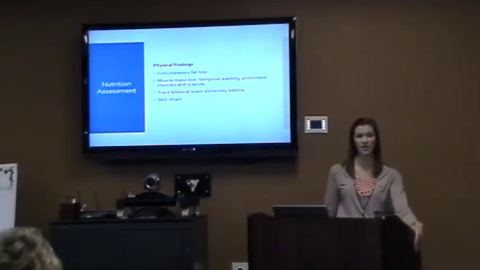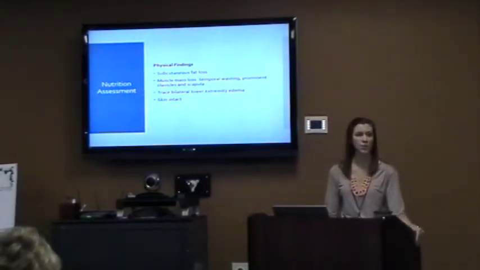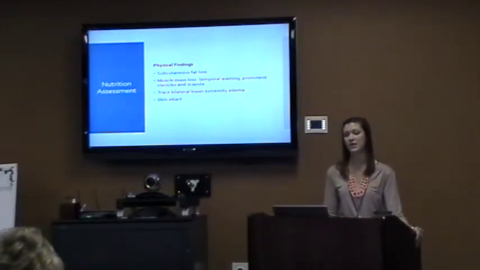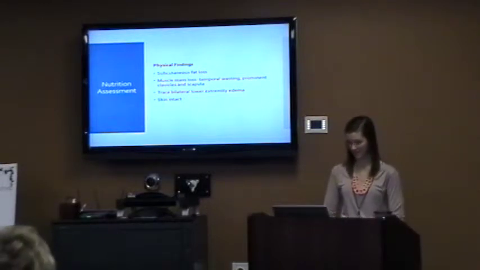Physical findings: she had an obvious subcutaneous fat loss and muscle mass loss. She had temporal wasting, prominent clavicles and scapula, no muscle on her arms or her calves. She looked very, very thin, very sick, and malnourished. She did have trace edema in her bilateral lower extremities. And her skin was intact, so that was something she had going for her.